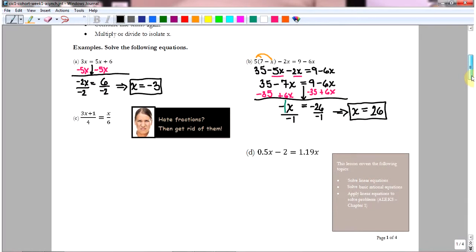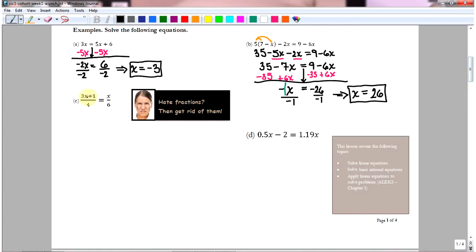Okay, going on to part C. Well, I think we all know the thing that's making that look hard is that there are fractions involved. So I have a little image there. Hate fractions, then get rid of them. That's always our goal when you're solving equations. Get rid of the fractions since we don't like them.